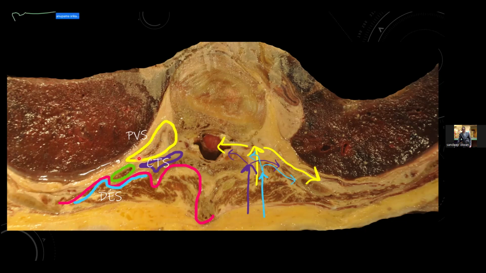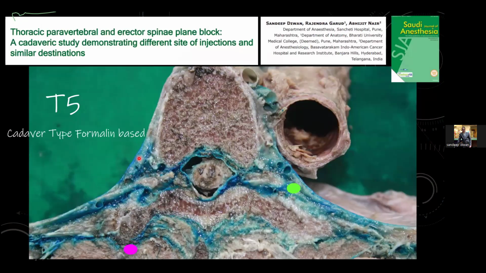And second would be the choice of latex. What choice of dye are you using? Is it a latex which is viscous, or are you using a non-viscous dye like methylene blue? So when we did this particular study, we were quite impressed when we injected in a formalin-based cadaver at the level of T5. Now remember, the anatomic literature always mentions that at the level of T5 and T4, the costotransverse ligaments are deficient. It's very important to remember this. And there's a possibility of spread of a large volume of local anesthetic into the ventral space.